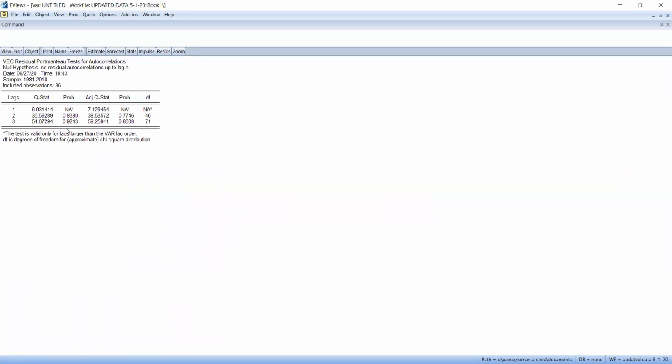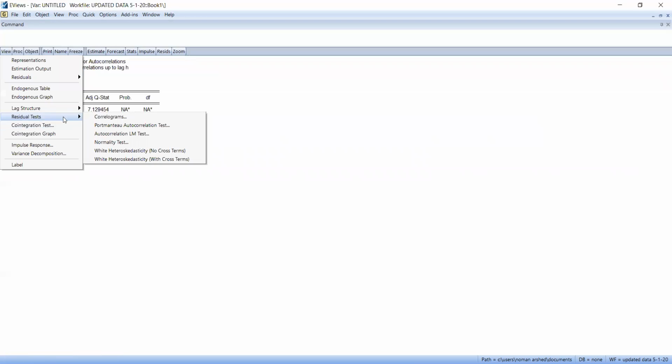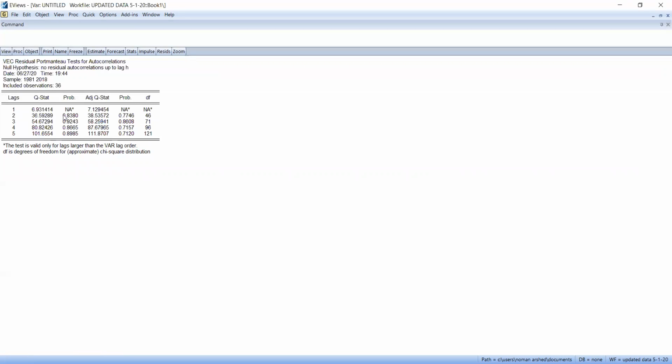So it has given us lags up to 3, with probability values. You can note that at lag 2 it is insignificant, and at lag 3 it is insignificant. Let me add more so that we can have more robust results. Let's go till 5. All 4 lags are insignificant. It means up to 4 lags of residuals, there is no autocorrelation, because the null hypothesis is no autocorrelation. If you want to make it more robust, you can add more lags.